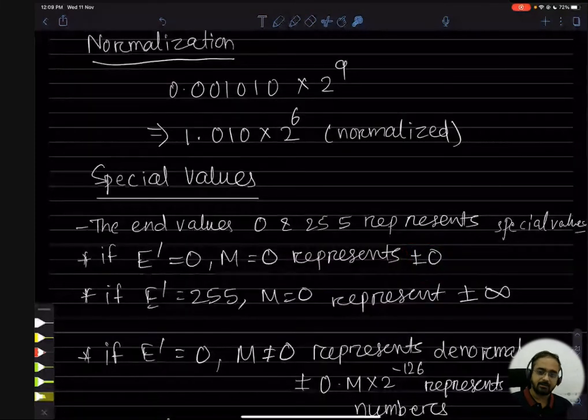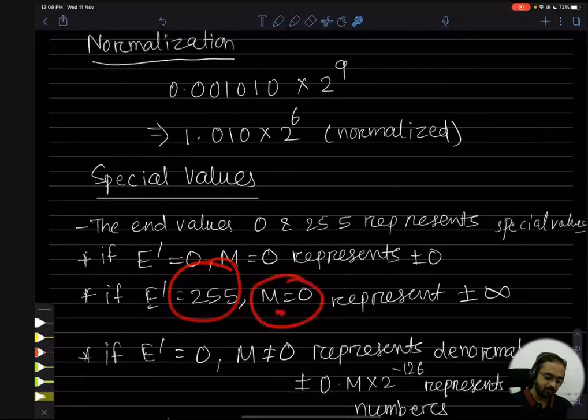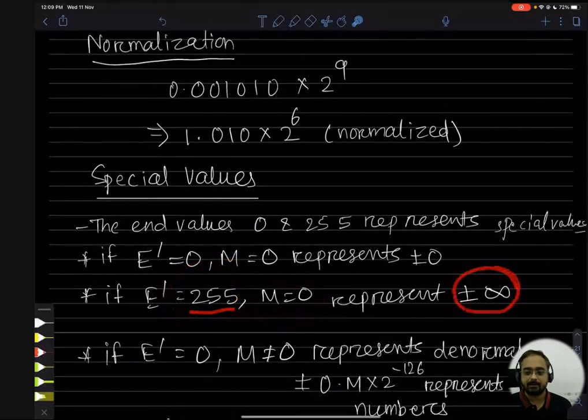Okay, if e dash is equal to 255 and m is equal to 0, mantissa is 0 and e dash is 255, that means it is representing infinity. Obviously plus minus based on the sign of that number, so it will represent plus minus infinity.